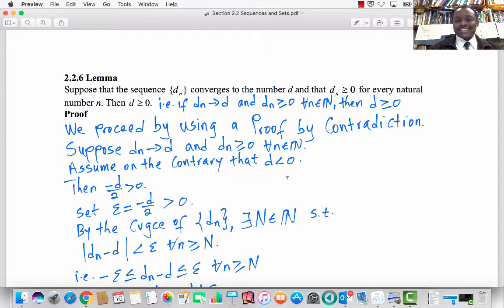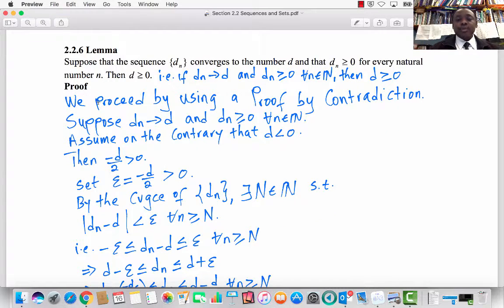Here is another exciting lemma. Lemma 2.2.6. Suppose Dn converges to the number D, and every term in the sequence is non-negative, i.e. Dn is greater than or equal to 0 for every natural number n, then we can conclude that the limit of the sequence D is also non-negative. In other words, a sequence whose terms are all non-negative cannot converge to a negative number. Interesting. And it needs a proof. Let's go ahead and look at the proof.